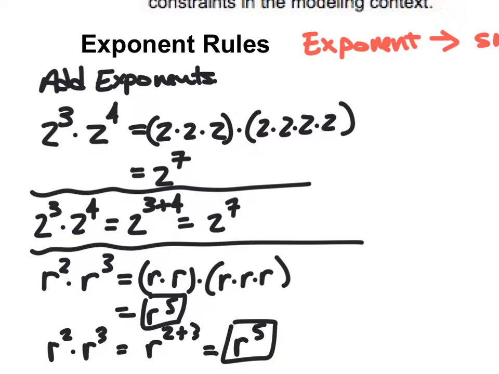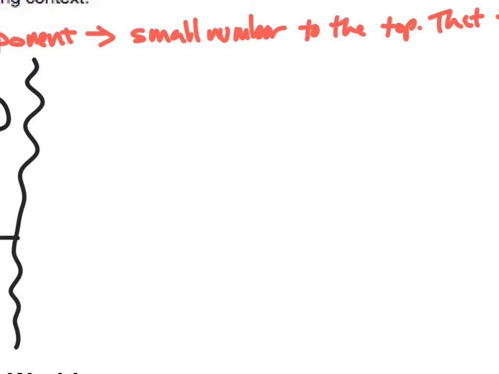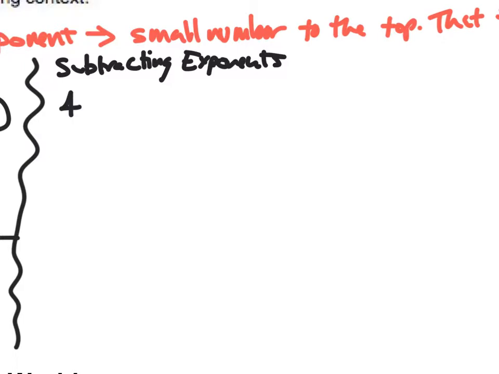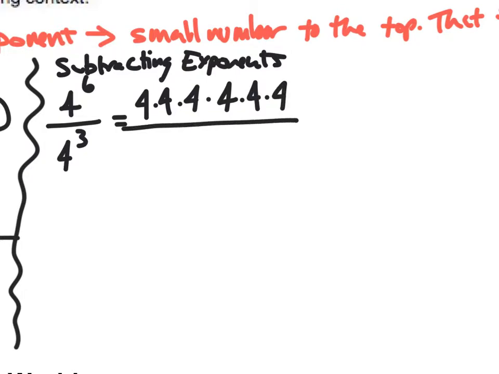All right, let's talk about subtracting exponents. Let's think about something here. If you have, say, 4 to the sixth divided by 4 to the third power, then that would give you 4 times 4 times 4 times 4 times 4 times 4 divided by 4 times 4 times 4. So 3 of them.